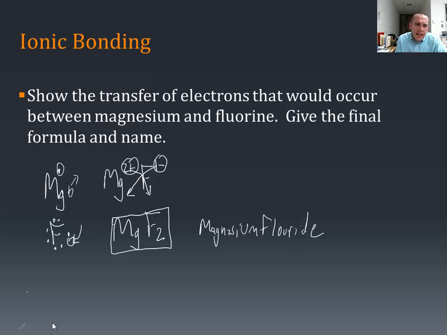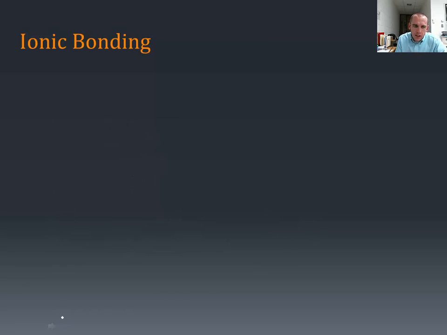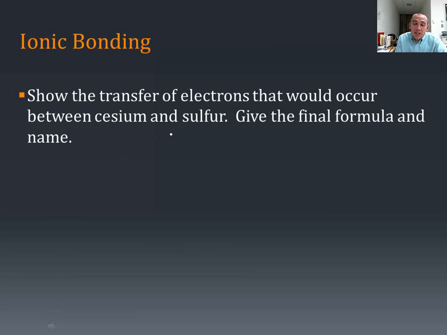Okay. Let's look at another example. Electrons that would transfer between cesium and sulfur. Again, I need a periodic table for this. Cesium is a group 1 element, Cs. It has 1 valence electron. Sulfur is a group 6, it's a 6A. It has 6 valence electrons. 1, 2, 3, 4, 5, 6.